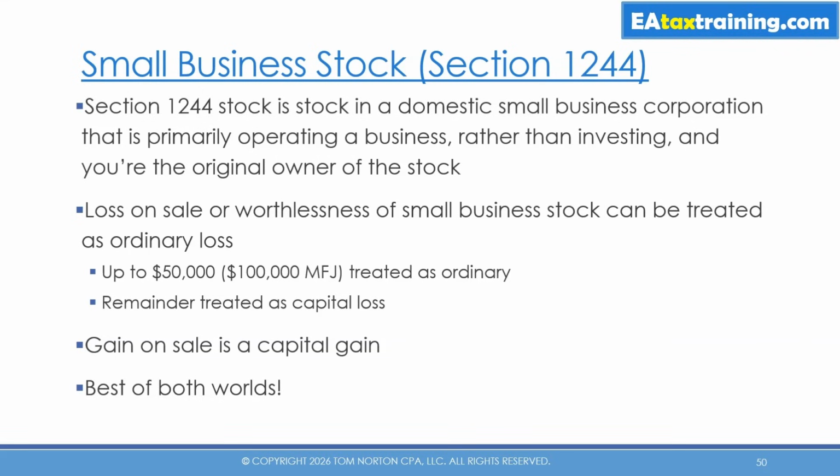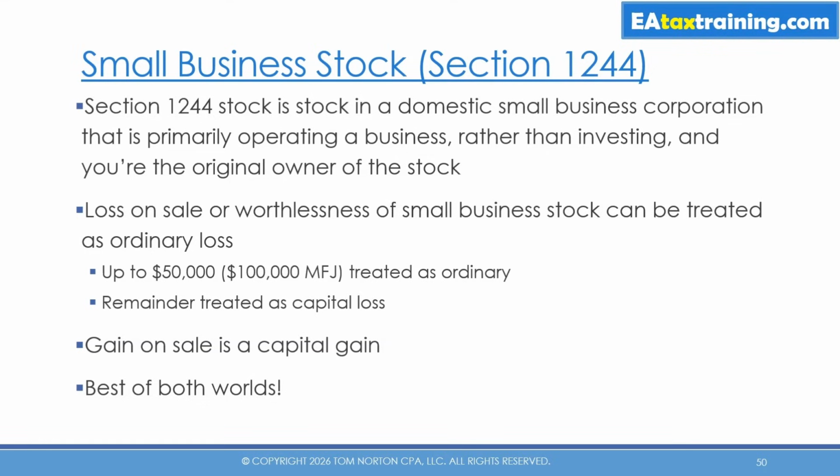So this is a company that you started and you're actually operating a business. You're not just investing money. If you sell that stock, or if you go out of business, the stock becomes worthless. The loss on that stock can be treated as an ordinary loss up to $50,000 or $100,000 if you are married filing jointly. If you have a loss greater than that, then the excess, the remainder, will be treated as a capital loss. Any gain on the sale of Section 1244 property is a capital gain.